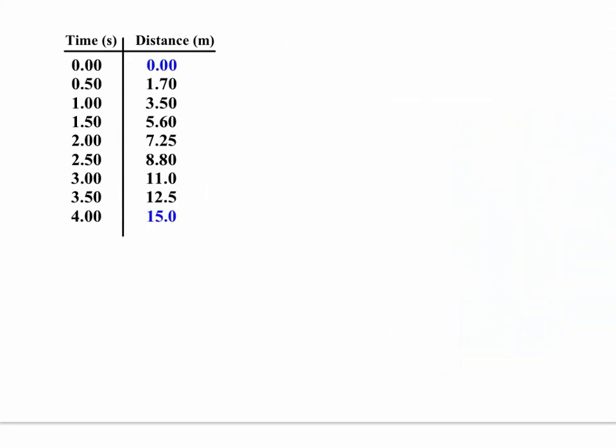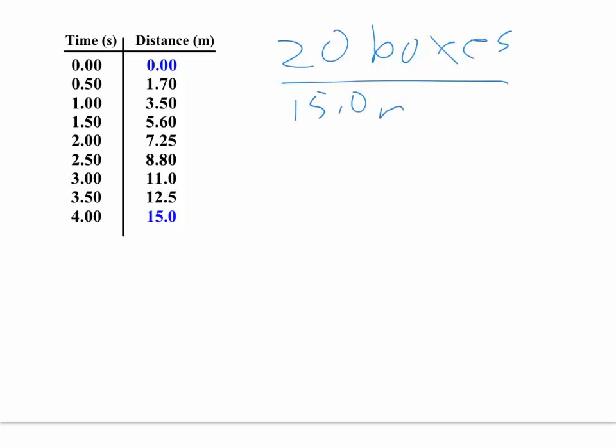Now looking at the distance values, I'm just going to do a quick skim through the data. I do see here that the minimum value is 0.00 and the maximum distance is 15.0. Do take a second to scan the data, because the maximum value is by no means guaranteed to be the final value in the data table. In the graph itself, I have 20 boxes up and down to work with here. Again, to determine my range, it's just the difference of the maximum distance and the minimum distance.